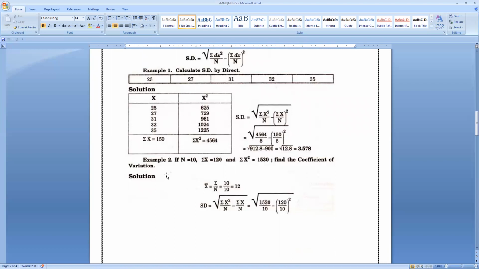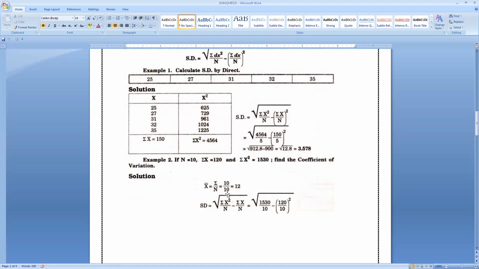And here is one more question, where it is already given in the question that n equals 10, sigma x equals 120, and the sigma x square value is given, so there is no need to go for calculation. The same thing has to be substituted and we'll have to calculate the coefficient of variation. If standard deviation is the absolute measure, then coefficient of variation is the relative measure of calculation.